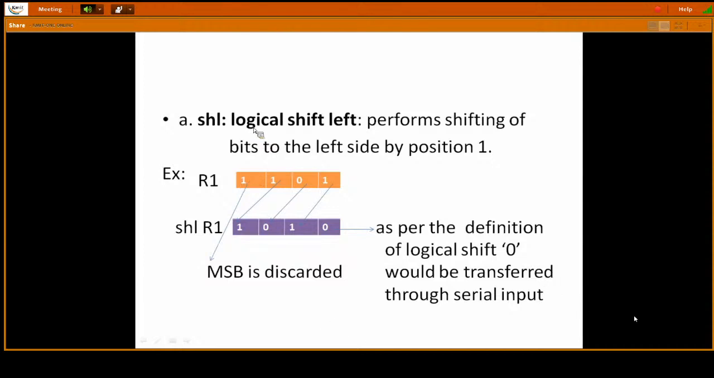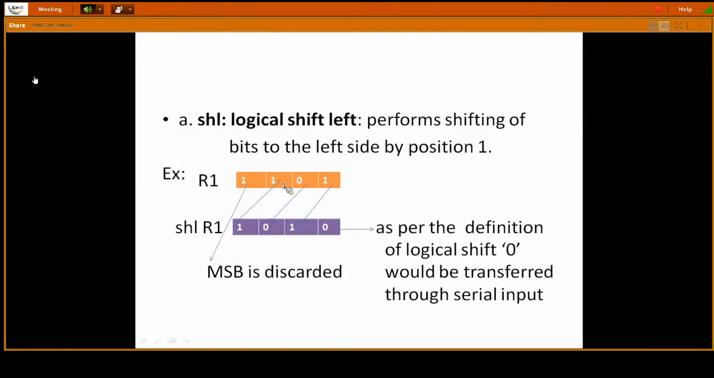If you want to perform a logical shift left on R1, see how the data will be shifted. You always need to move the bits of the register to the left side. One bit should be shifted to the left side. See how the data is going to be changed. SHL on R1. So this will be moved one position to the left side. This again moves one position to the left side, and this one will move one position to the left side.